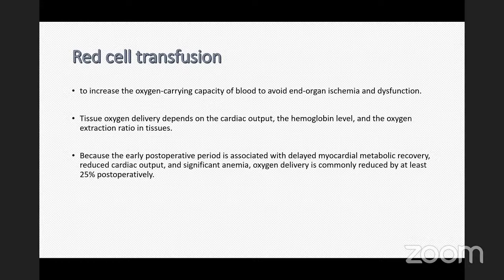Red cell transfusion is used to increase the oxygen carrying capacity of blood to avoid end organ ischemia and dysfunction. This is the main goal of transfusion, especially in cardiac patients. Tissue oxygen delivery depends on the cardiac output, hemoglobin level, and the oxygen extraction ratio in tissues. Because of that, the early postoperative period is associated with delayed myocardial metabolic recovery, reduced cardiac output, and significant anemia. Oxygen delivery is commonly reduced by at least 25% postoperatively.